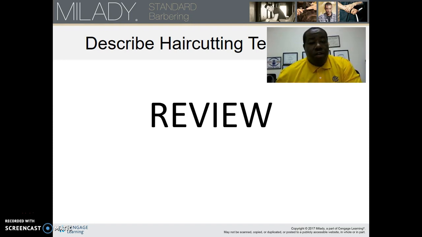So we're going to move on to part number 4 of our chapter, chapter 14, men's haircutting. And we look forward to getting your thoughts in regards to that when we meet in the classroom.